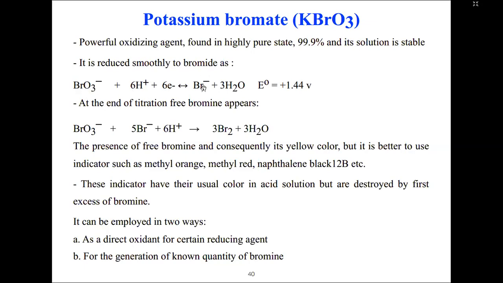It is reduced smoothly to bromide. So BrO3 minus is the bromate. It reduces into bromide. In bromate, the oxidation number of bromine is +5, so it changes to -1. And the E naught value for that is 1.44. And then this bromide reacts with bromate. The bromate and bromide react to give bromine. The color of the bromine is yellow. So you can detect this reaction by the formation of yellow color.